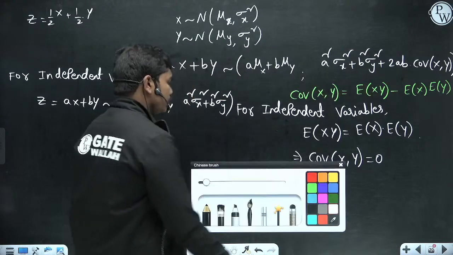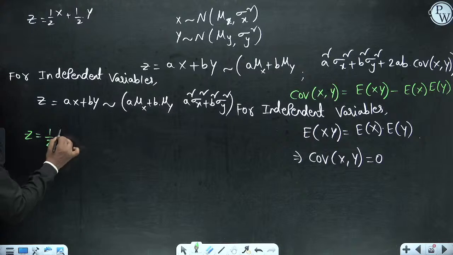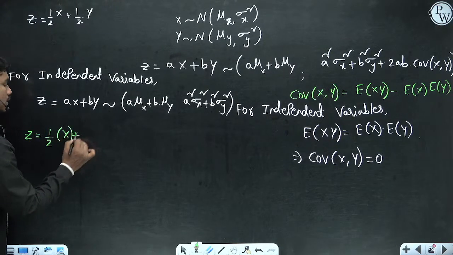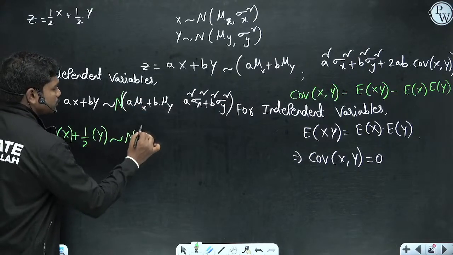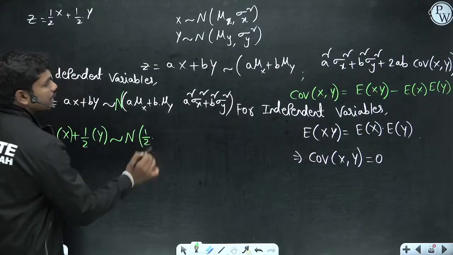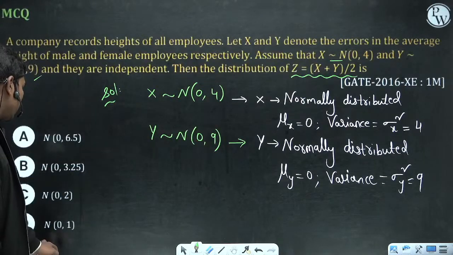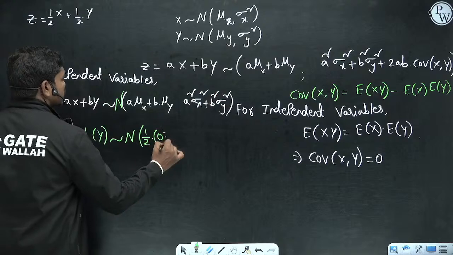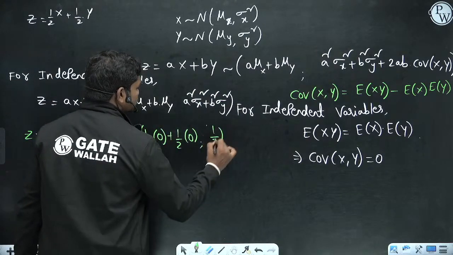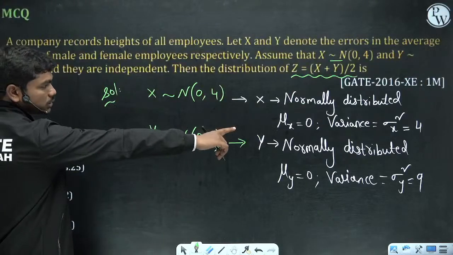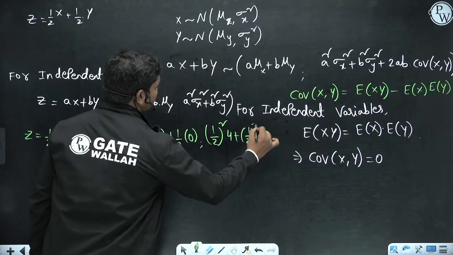Therefore, Z is equal to half times X plus Y, what is given to you, half X plus half into Y. So this will also be normally distributed. So 1/2 into mean of X. What is mean of X? We have written, mean of X is 0 and mean of Y is also 0. So 0 plus half into 0. And what about variance? 1/2 square into sigma x square. What about sigma x square? 4, plus 1/2 whole square into 9. So 9 is also there here.